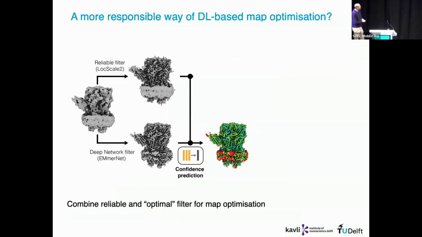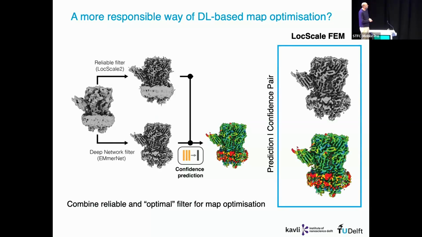So we thought about whether we can combine the deep learning based prediction that we have developed together with a reliable filter that we have. So that's the amplitude-only filter, and basically use these pairs of maps as a measure to determine the confidence in our prediction. So the question is if that maybe is a way to have a more objective way to evaluate the deep learning based predictions that we are getting.